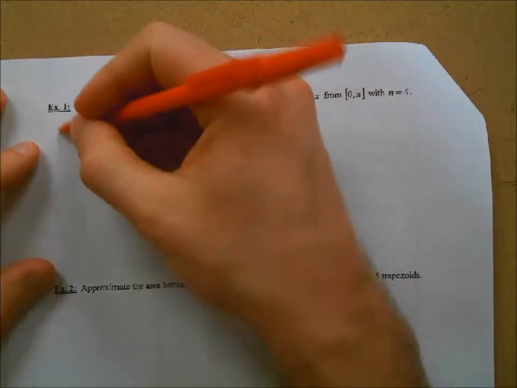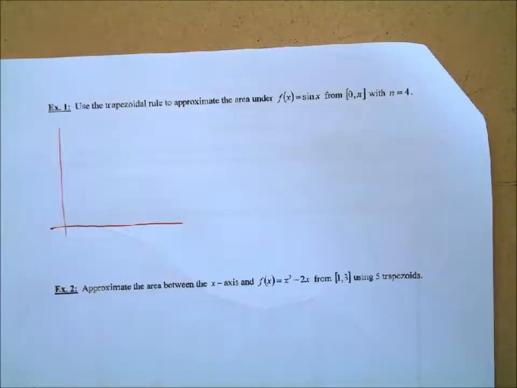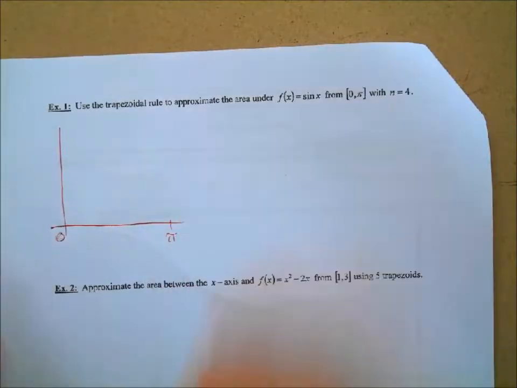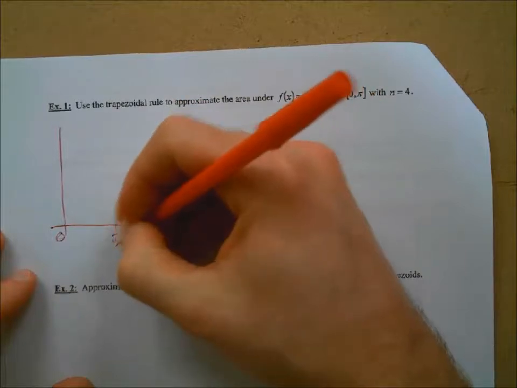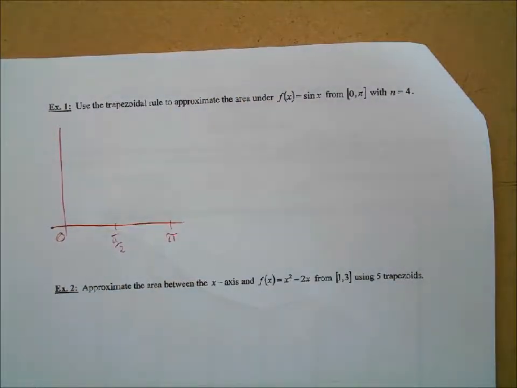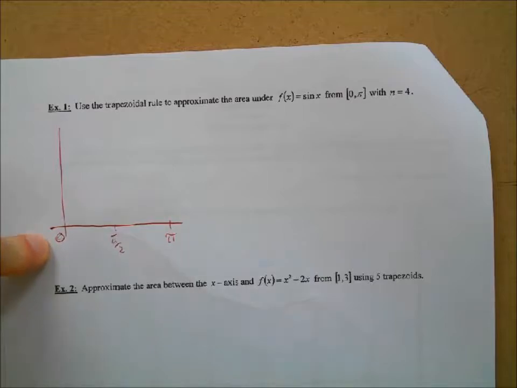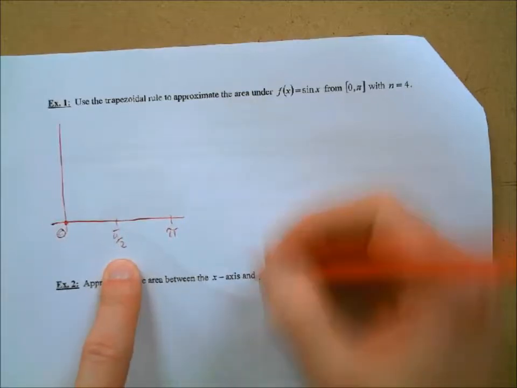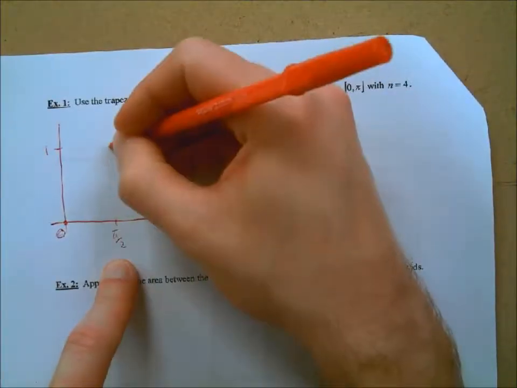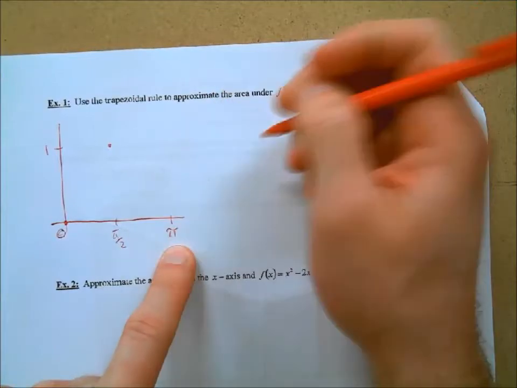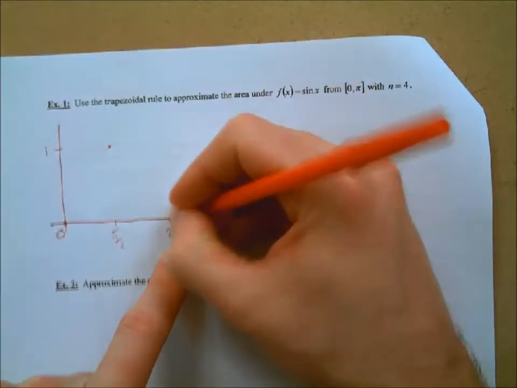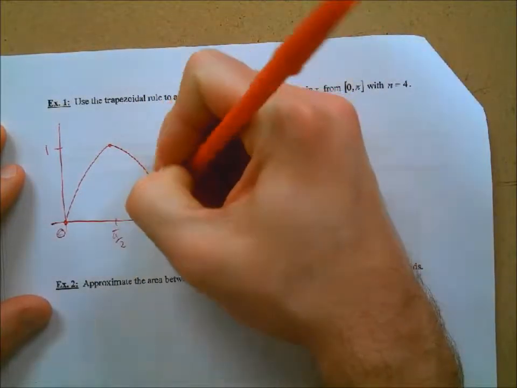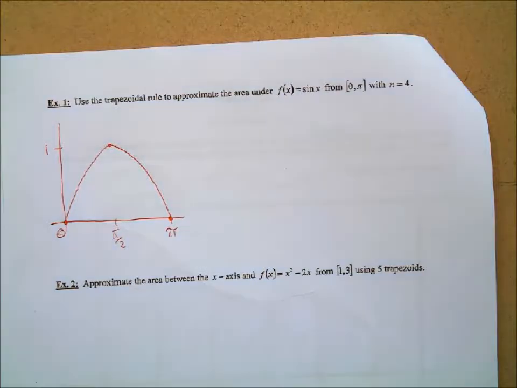Very good. So let's draw a picture of the sine of x from 0 to pi first. I'll do the halfway point here, pi over 2, as well. So sine of 0 is 0. Sine of pi over 2 is 1. And sine of pi is 0. So our curve's going to look something like that, for the sine there. So there's sine of x.